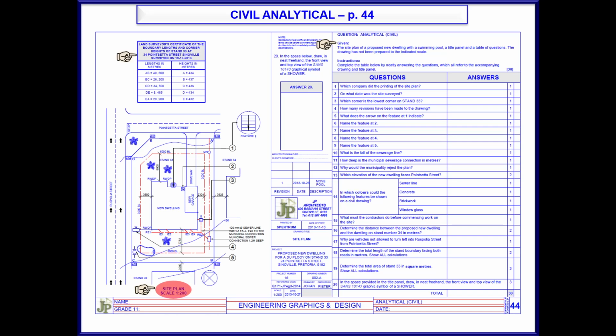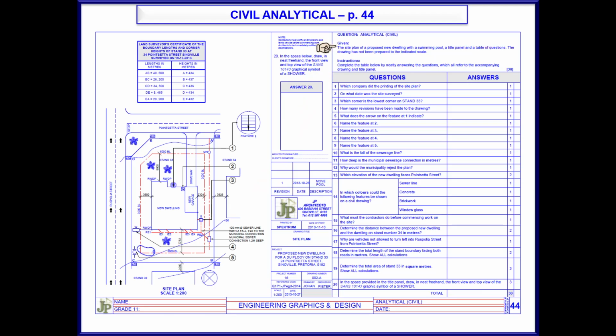You can read through our question. We can see that given is the site plan of a proposed new dwelling with a swimming pool and also a title panel. My title panel contains information regarding the drawing process. Also included is my table of questions that I can see will have to be answered to complete the question for page 44.